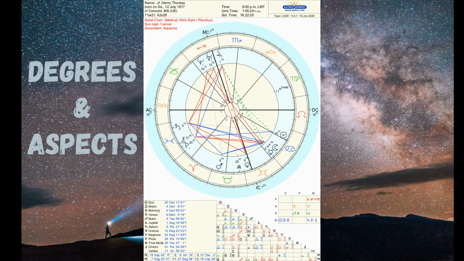called degrees and aspects. So if you look at the inner wheel, you'll see the little notches on the inside of the wheel. Each sign is divided into 30 degrees. So to go entirely around the circle contains 360 degrees. Now those degrees in the circle are what are used to create aspects. So how the planets line up with each other depending on their degree.